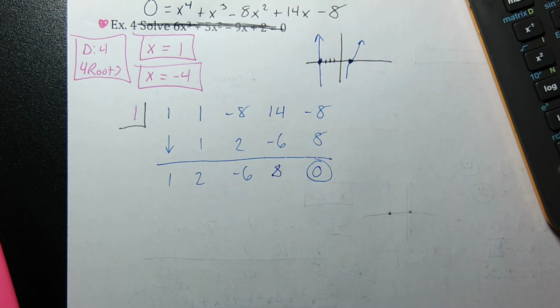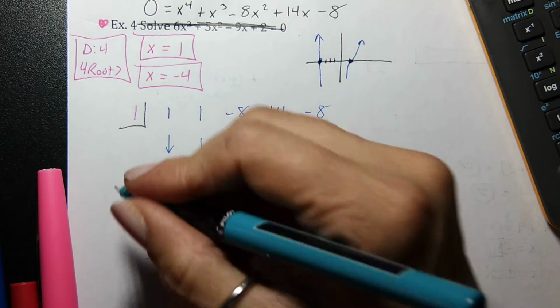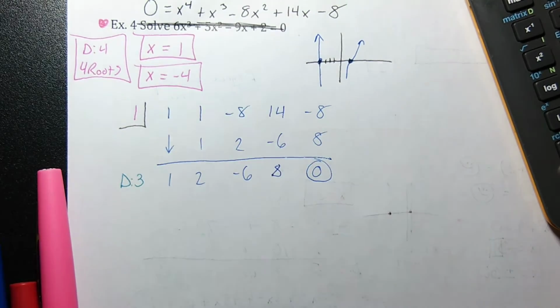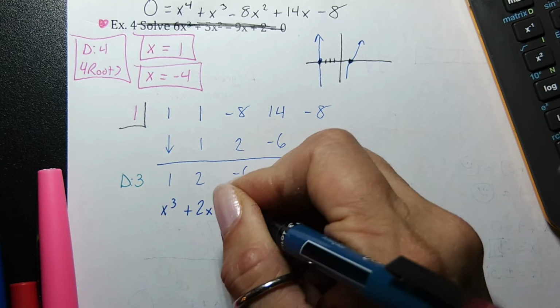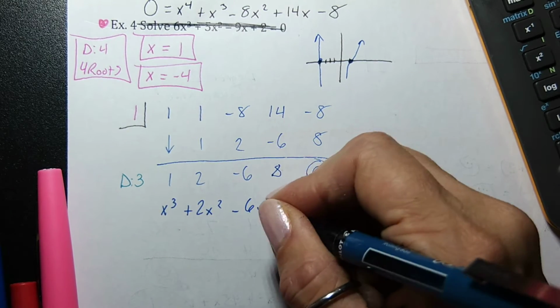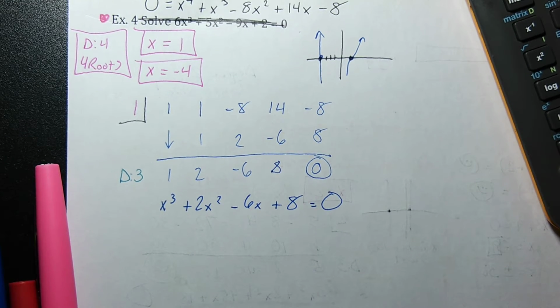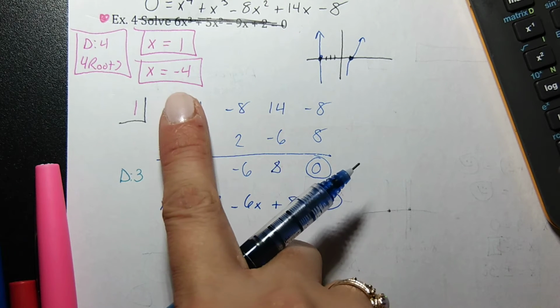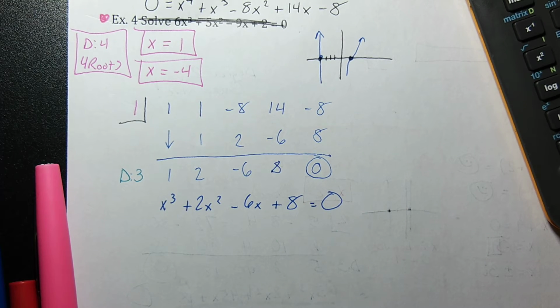And what is the degree of this new polynomial? 3. So it goes down by 1. So now I have x cubed plus 2x squared minus 6x plus 8. Now, if we wanted to, we could immediately depress it using that negative 4, but what else could we try to do at this point? We could try to factor it.